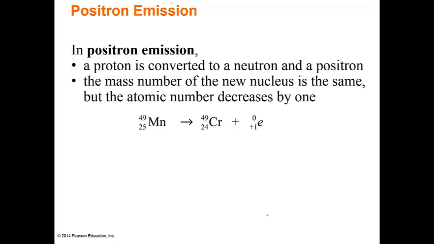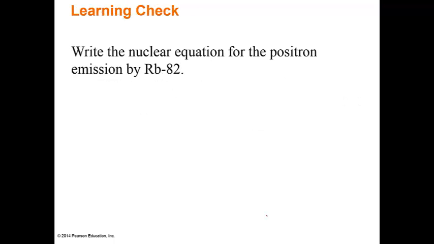Now, in a positron emission, a proton is converted to a neutron, and a positron is emitted. The mass number of the new nucleus is the same, but the atomic number will decrease by 1 because a proton is converted to a neutron. Remember, our atomic number is directly related to the number of protons, but the mass will stay the same. All right, so it says write a nuclear equation for the positron emission of rubidium-82.